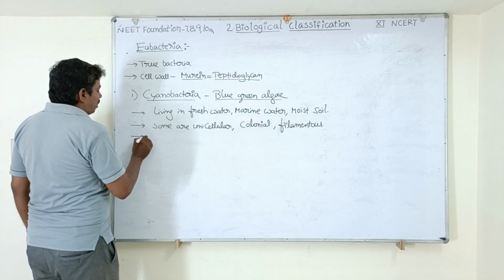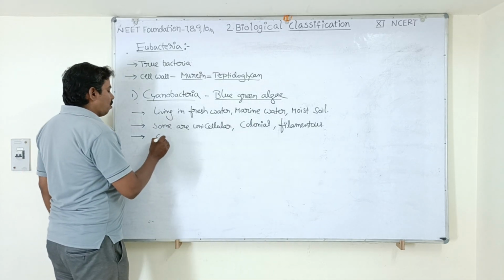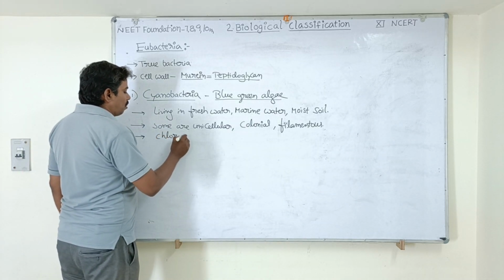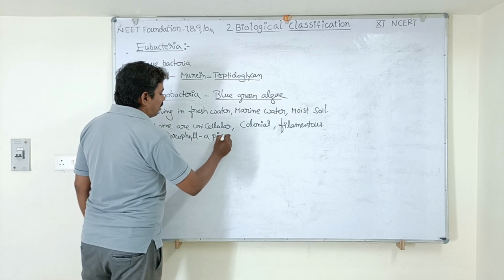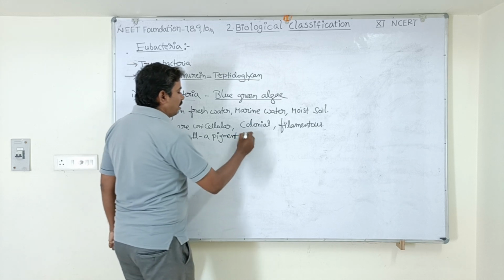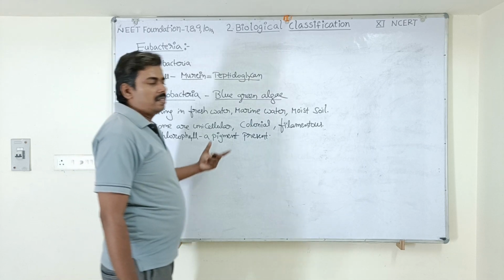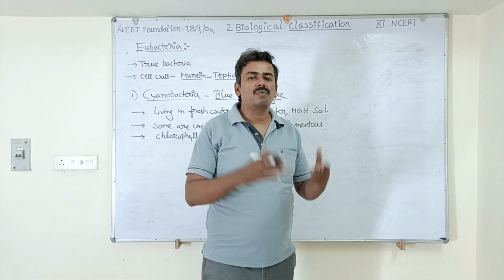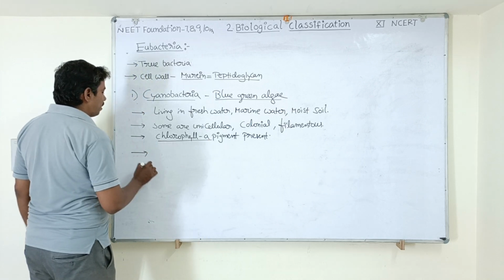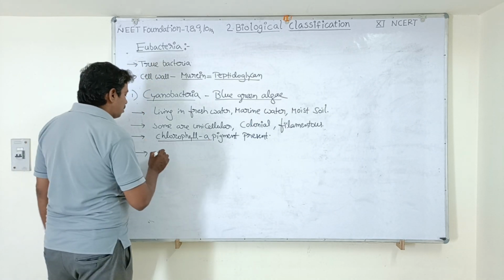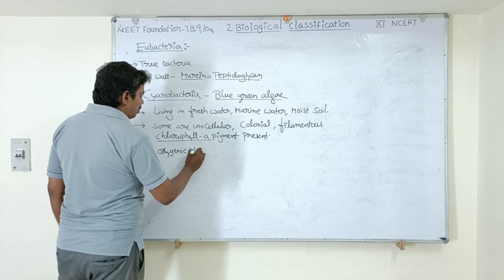So they have an important pigment which is responsible for photosynthesis. Chlorophyll A pigment is present in these cyanobacteria. This is one important character of these bacteria. Because of this pigment, these bacteria are capable of carrying out photosynthesis. So by using this chlorophyll A pigment, cyanobacteria carry out photosynthesis. It is called oxygenic photosynthesis.